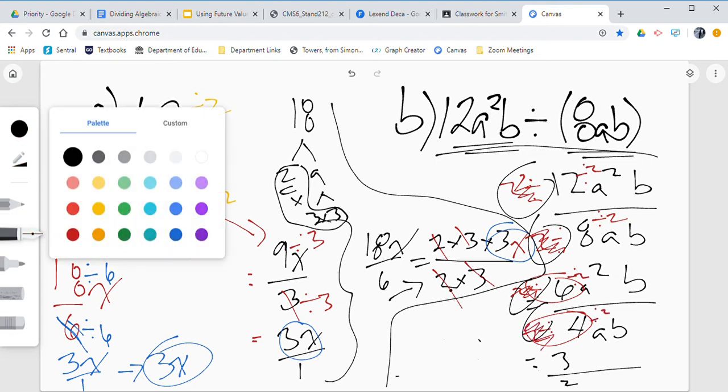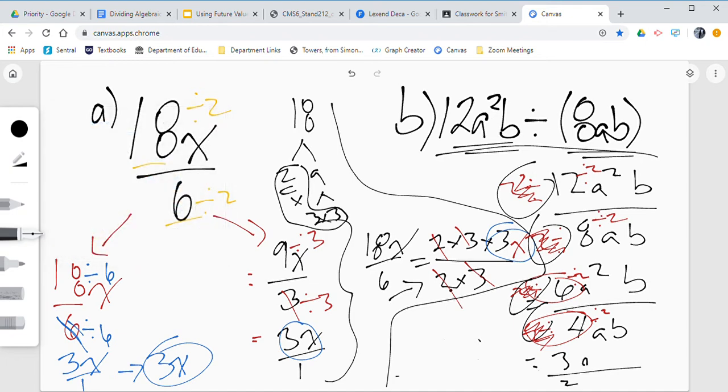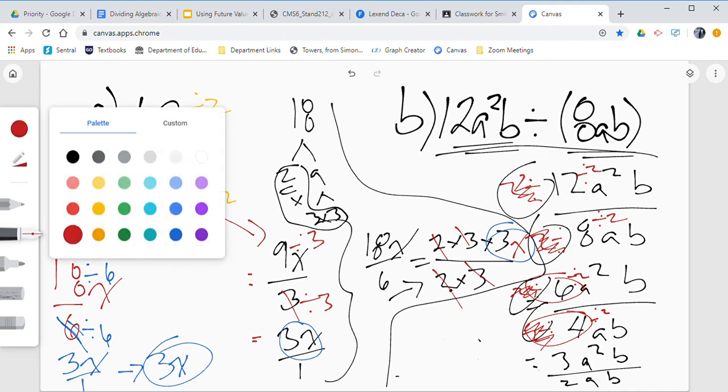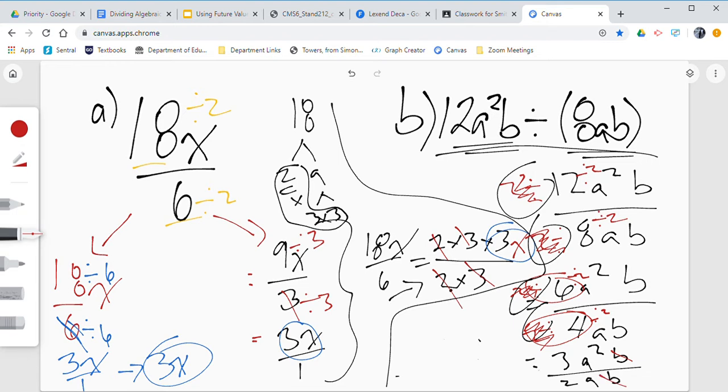So then I've got my a squared b, and I have my ab. So this is where we can use some canceling out. If I have a b on the top and a b on the bottom, they can cancel out. I have an a in the bottom and an a squared on the top. This cancels one of my a's out on the top. So what I'm left with here is 3 over 2, and it's 3a over 2.